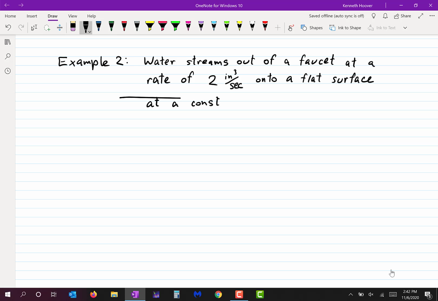I don't know why they said at a constant rate, because they already told us the rate, and it's 2. And what's 2? 2 is a constant, so I'm not sure why they felt the need to say that when they've already shown us that. But nonetheless, it's in the problem, so I'm writing it down, okay?